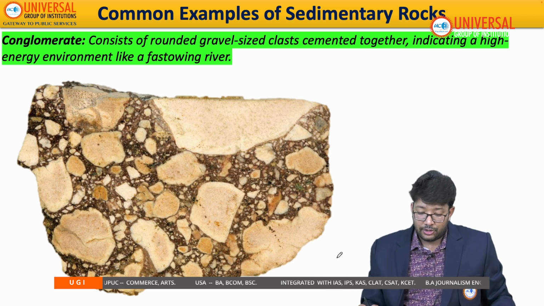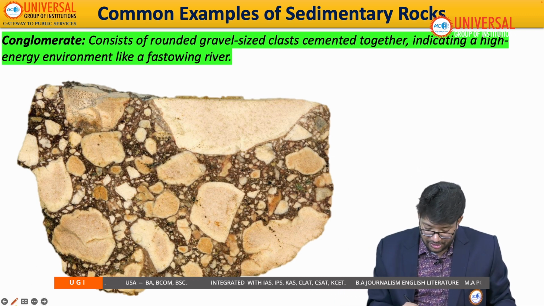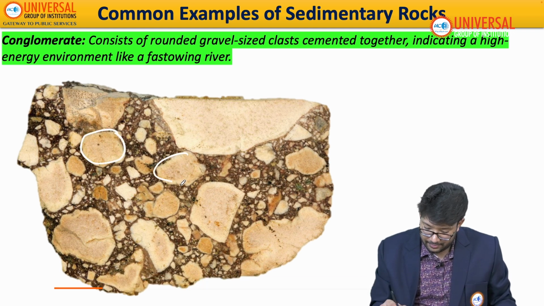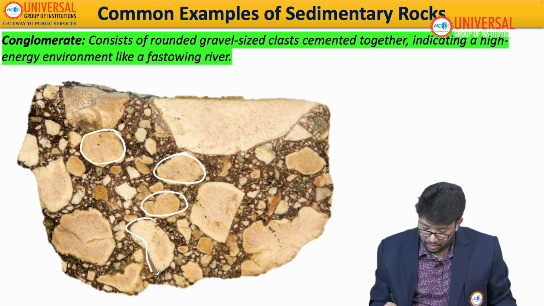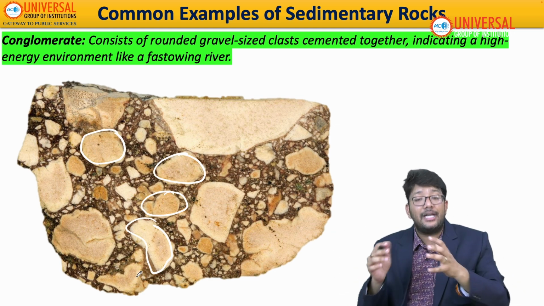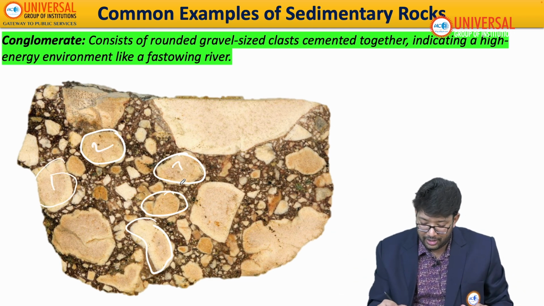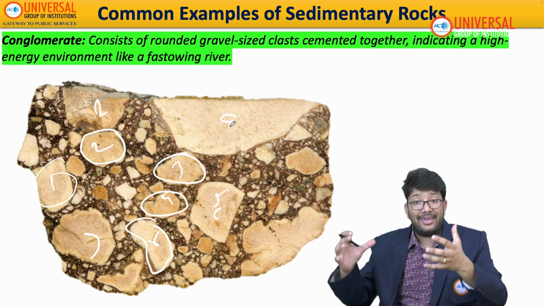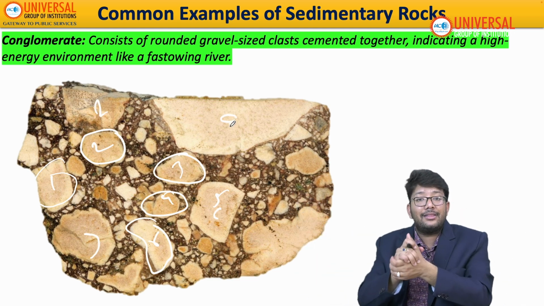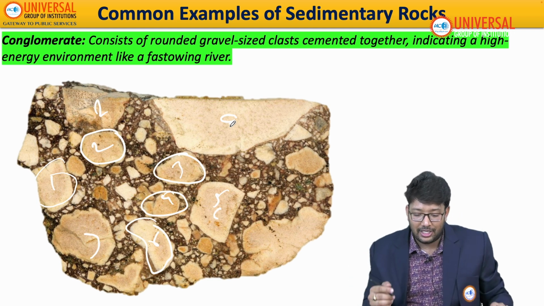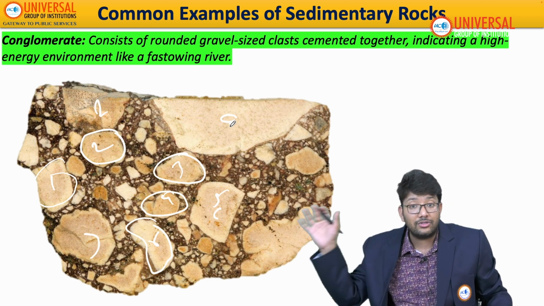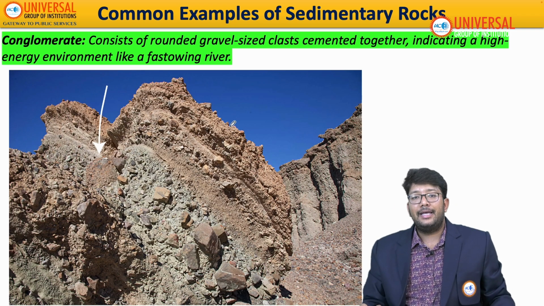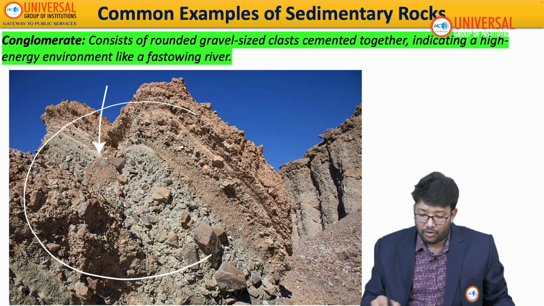Next is conglomerate. This consists of round gravel-sized clasts. All these are the clasts that are cemented together. All these are clasts: 1, 2, 3, 4, 5, 6, 7, 8, 9. A lot of clasts are there. When clasts are cemented together, it indicates a high energy environment like a fast flowing river. It looks like these are formed in a fast flowing river. This is also an example of conglomerate.